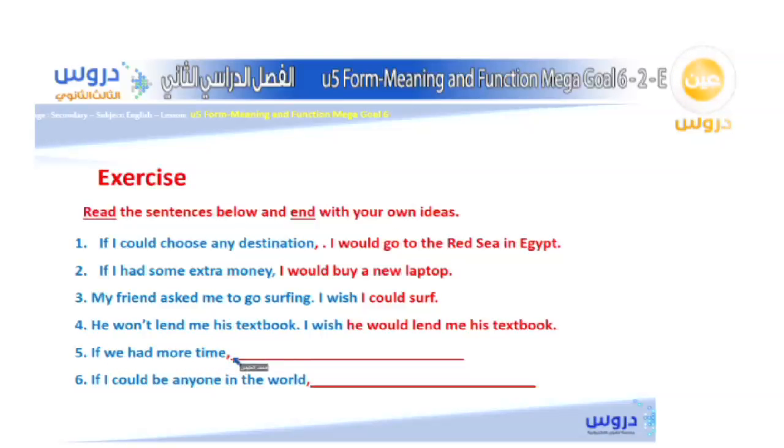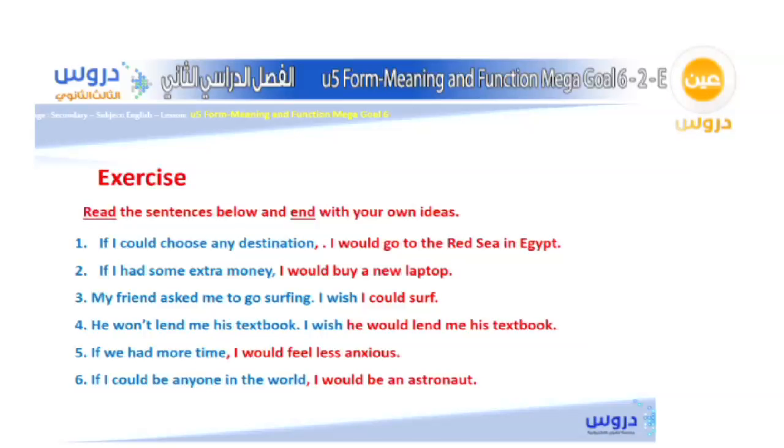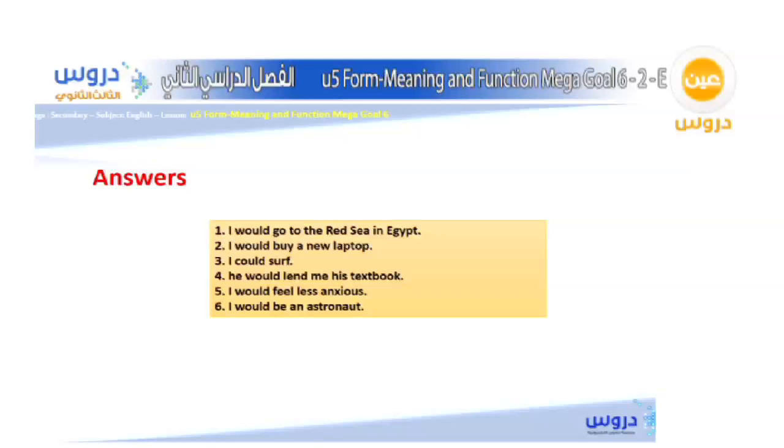Number 5. If we had more time, we would do what? Or we would feel what? For example, we can say we would feel less anxious. If I could be anyone in the world, I would be whom? For example, we can say I would be an astronaut or a scholar or anyone else. Okay, these are the answers.